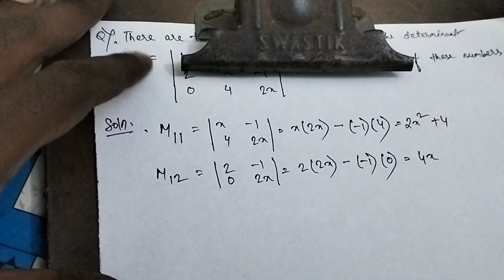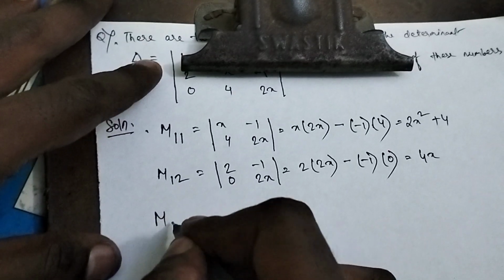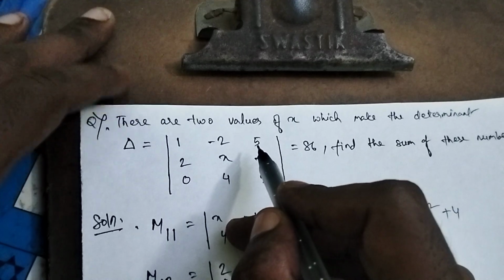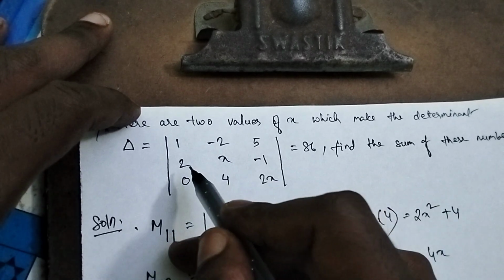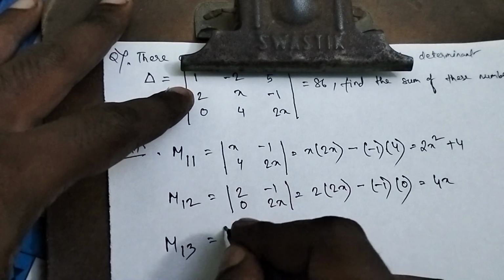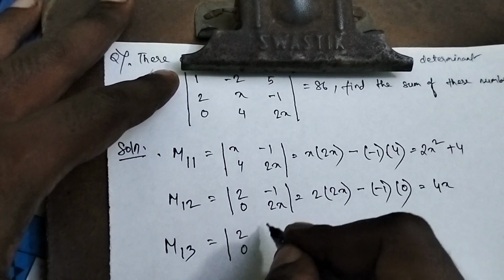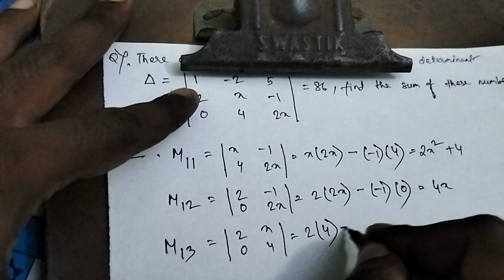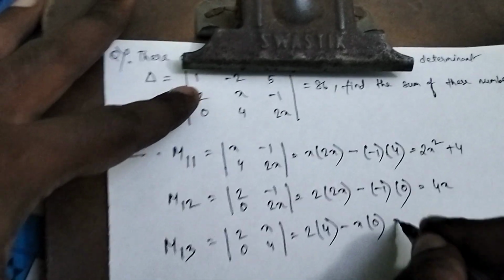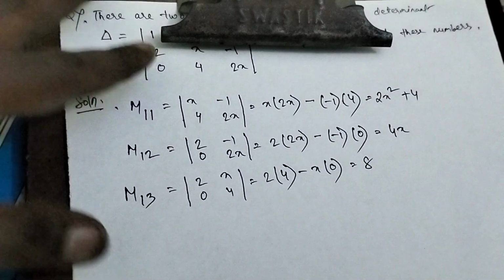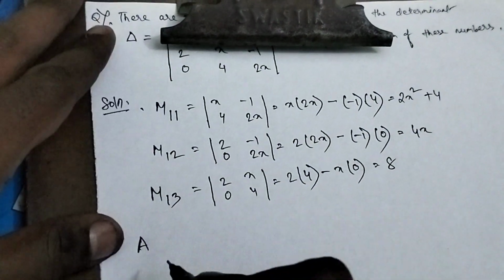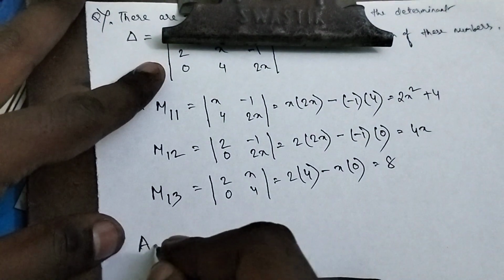Now we will find the minor of row 1 column 3. This is the element of row 1 column 3. So 2 0, x 4. So 2 into 4 minus x into 0. So it is simply 8. Now we will find the cofactors.